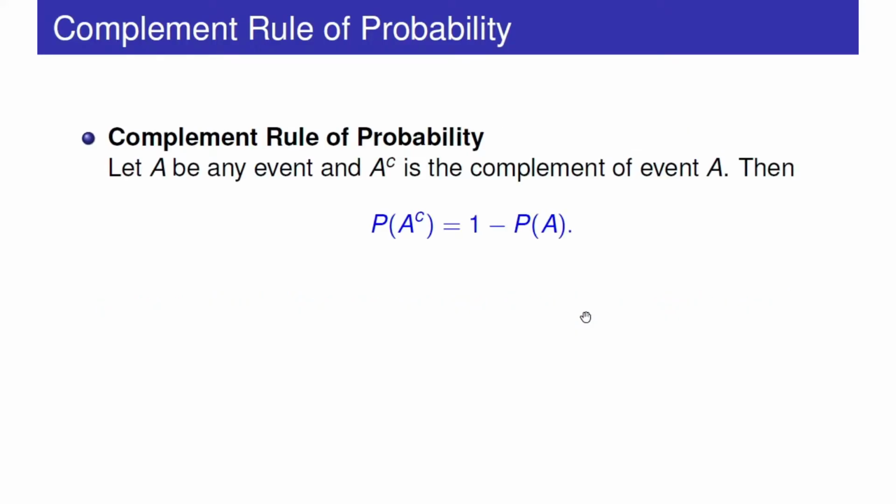Now, in order to solve this problem, we're going to introduce some preliminary rules of probability. The first one is the so-called complement rule of probability. So what is that? It basically states the following. If A is an event and A^C is the complement of this event A, then the probability of A^C equals 1 minus the probability of A.